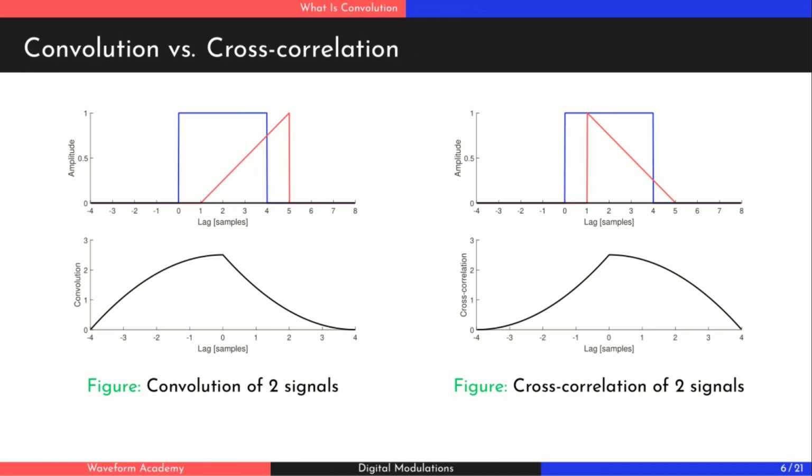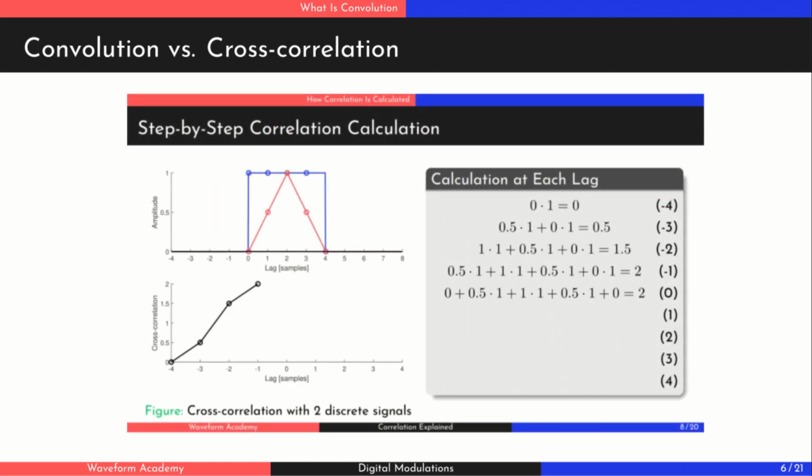And here's something interesting. If you're familiar with the correlation function, this might look very familiar. That's because convolution is almost the same as cross-correlation for real-valued signals. The key difference is that in convolution, the second signal is flipped before sliding. If you're unsure how correlation works, check out our other video where we explain it in detail.